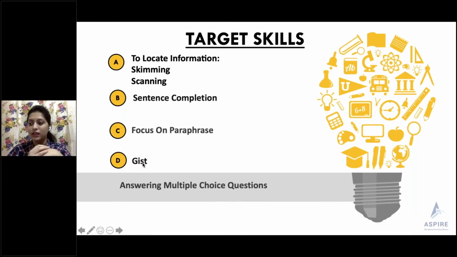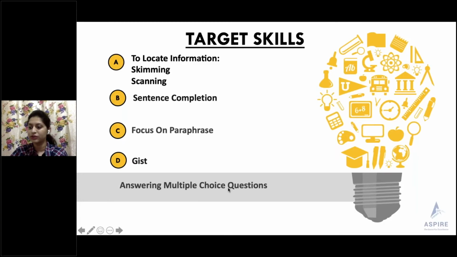Reading for gist. In OET reading part B and C, you may be asked a question that tests your understanding of the gist of a text. Gist is basically the general meaning or the purpose of a text. You don't have to understand word to word, and you don't have to interpret exactly. You just need to get the main idea of the text, what the purpose is, or what the speaker is trying to justify or put across.